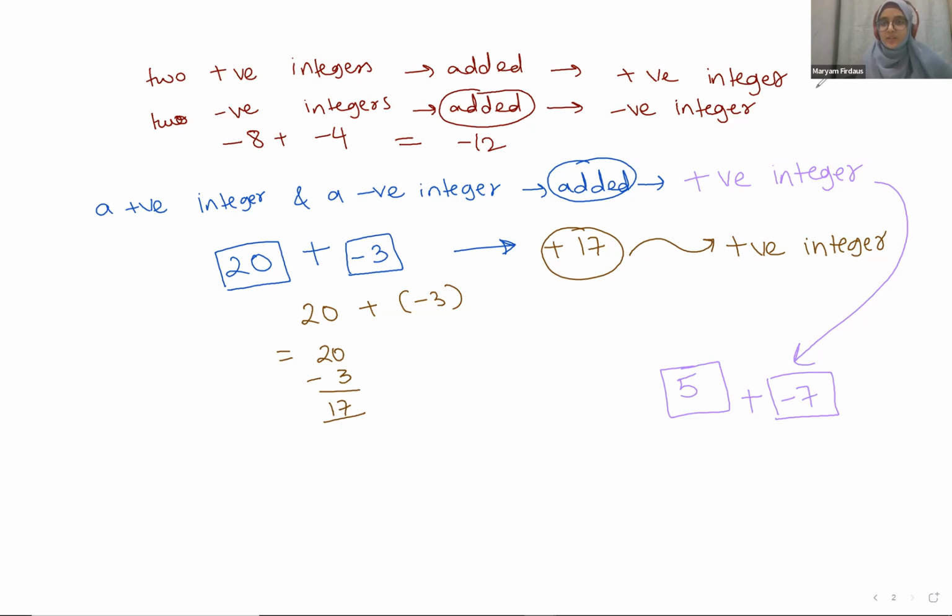Let's do one thing. Positive 2. Let's go to the number line. Okay, let's take help of the number line. So here's my 0. Here's 1, 2, 3, 4, 5, and then towards the negative.